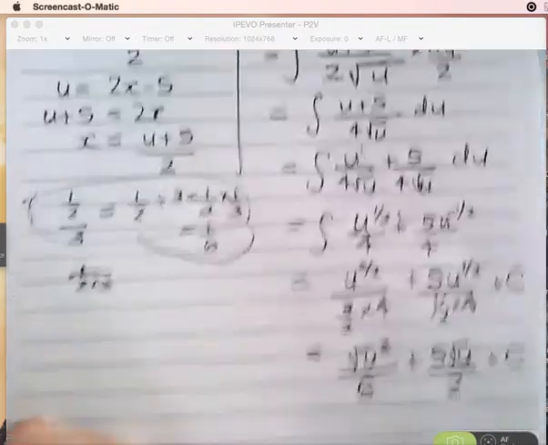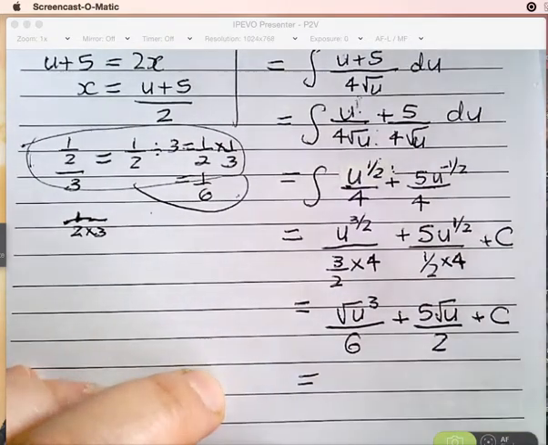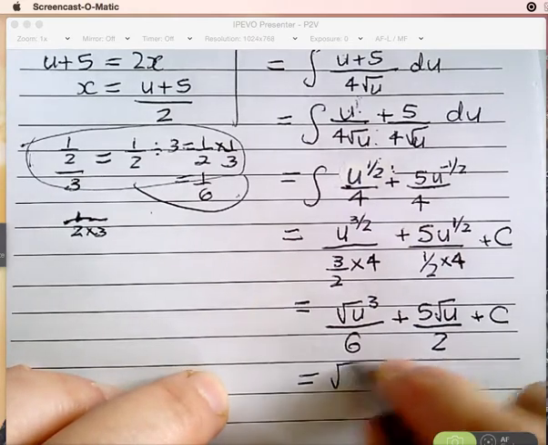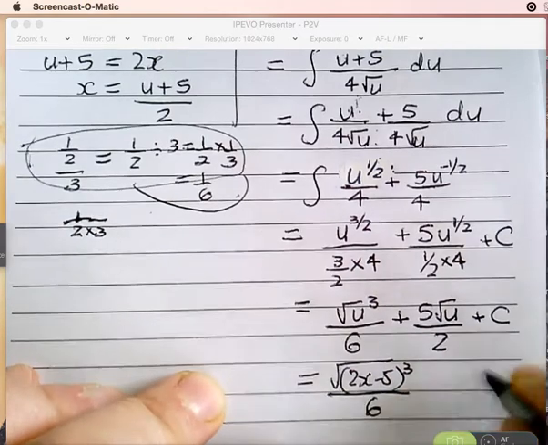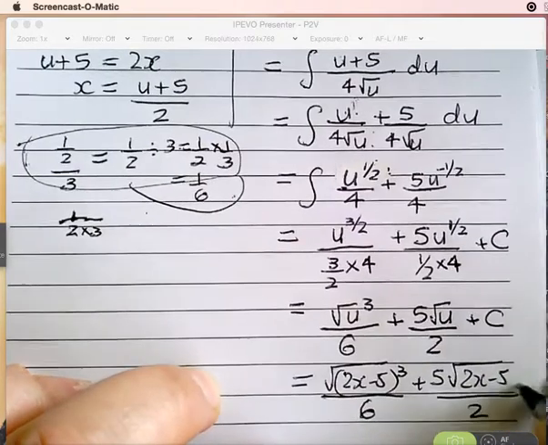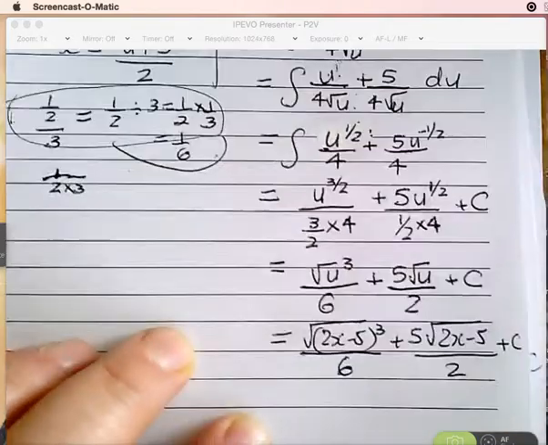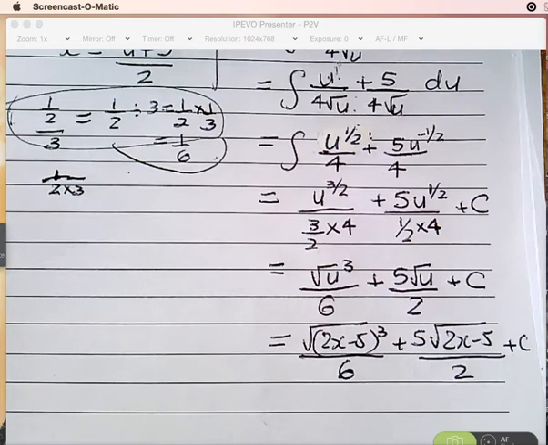All right, and then you just replace the u with whatever it is. And u is 2x minus 5. Put it in brackets. Yep. We would end it there, right? It was like minus 5 to 5. Why?